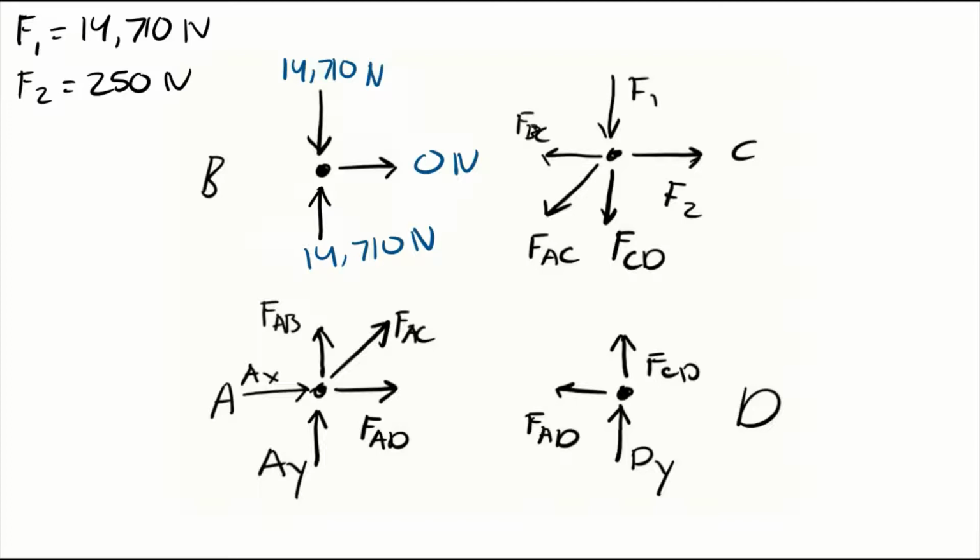We can look at joint C. We know force F1, we know force F2, we know force F sub BC, but we don't know the x or the y component of the F sub AC force, and we don't know the force F sub CD. However, we can figure out the x component of the F sub AC force and then use trigonometry to figure out the y component of the F sub AC force, so we can figure out all the forces in joint C. So joint C is the next joint we'll move to.